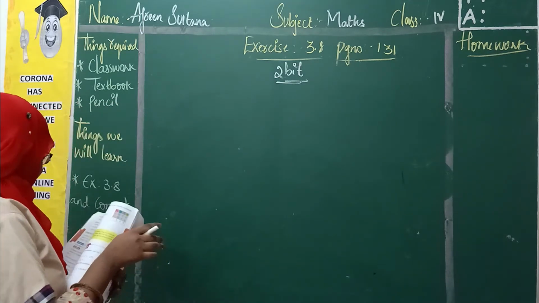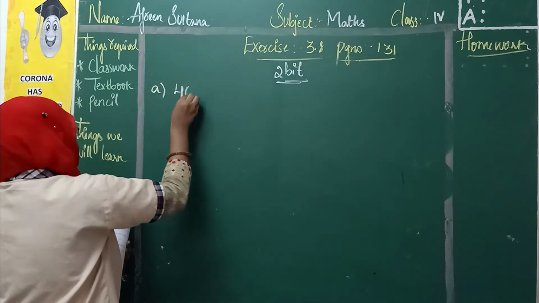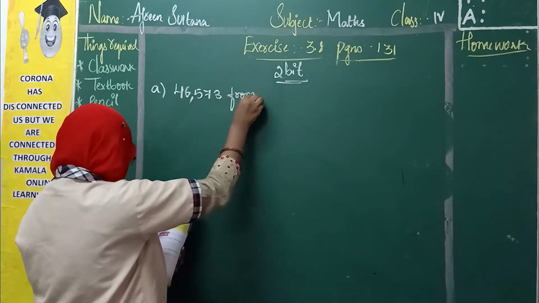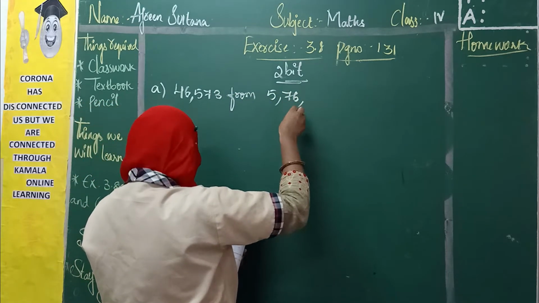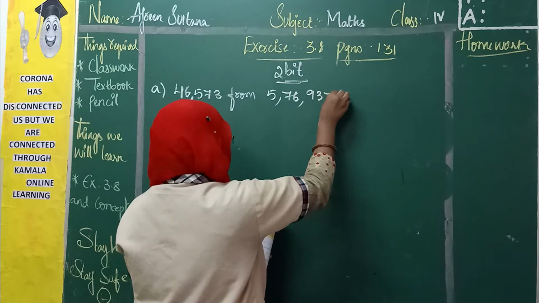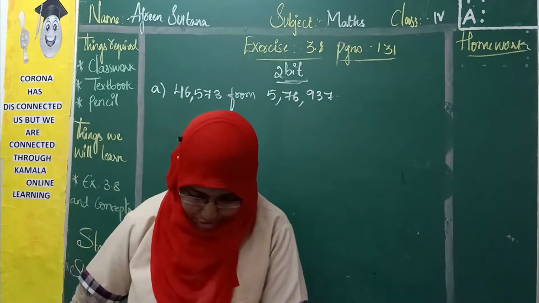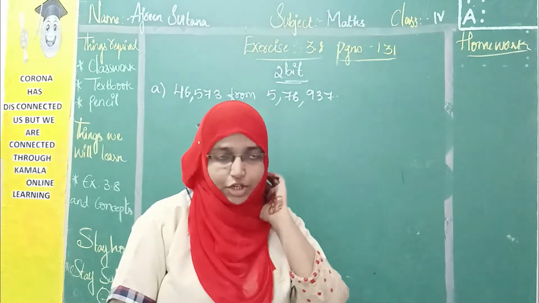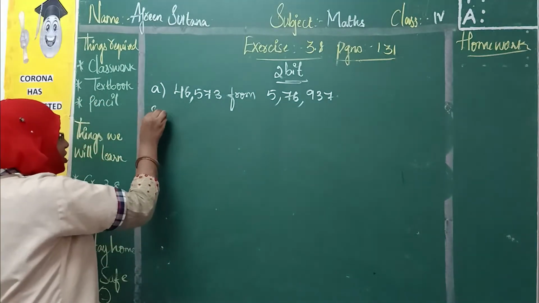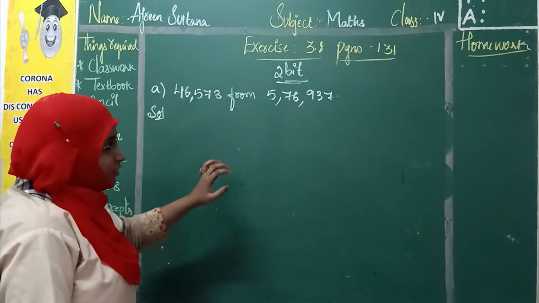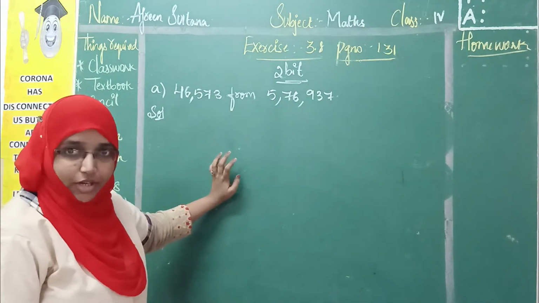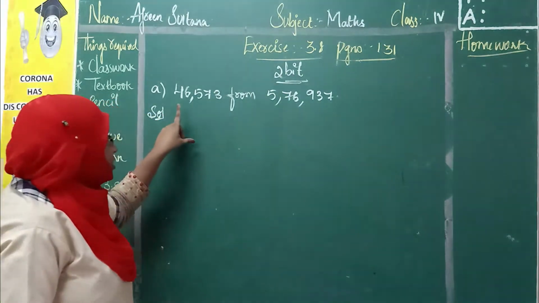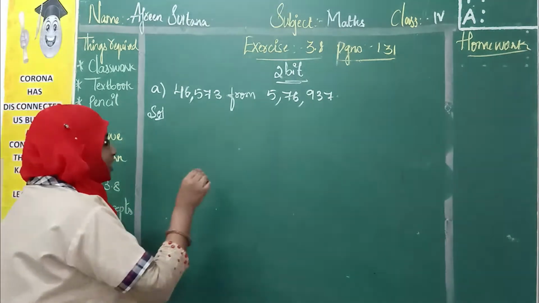So let us write the first one: subtract 46,573 from 5,76,937. Okay. Now firstly I need to subtract and then we need to show the stepwise working in our notebook. We need to verify the answer. Okay. I hope you have written the question. Let us start. What I said: whichever number comes after 'from' will be the minuend. So subtracting 46,000 from 5 lakh means this 5 lakh is our minuend and this 46,000 is our subtrahend. Let us write in columns and let us subtract.